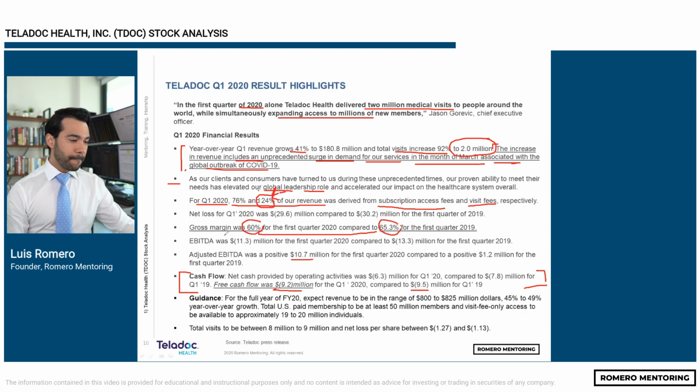In terms of guidance, you can see here what management expects revenue guidance to be in the range of 800 to 825 million. That's an increase of between 45 and 49% year over year. When you're looking at total US paid membership of at least 50 million members, and visits-free access only would be approximately 19 to 20 million. Okay, now do the math. What's the US population? 330 million. Right now, they're projecting to have in their distribution network 50 million. Can that number double in the next 2 or 3 years? Maybe. Can that number triple where they're addressing 50% of the population?